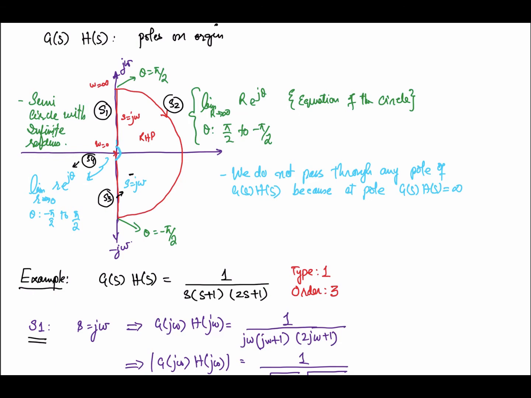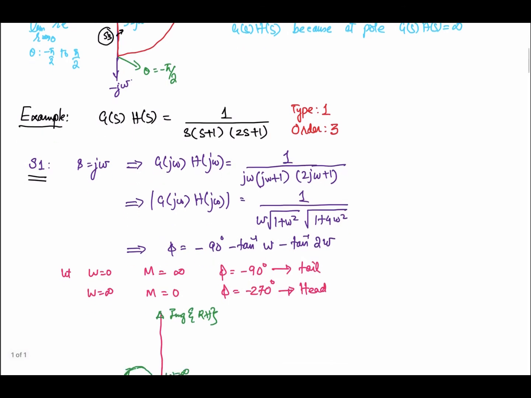We can divide this contour into some parts. The first part is S1, representing the variation of omega from 0 to infinity. The second part is S2, representing the infinite radius semicircle. The third part, S3, is when the omega is varied from minus infinity to 0. And the fourth part is this small circle whose radius is approaching 0. So we have divided this contour into 4 parts, and for these parts we will see the corresponding representation in the GH plane.